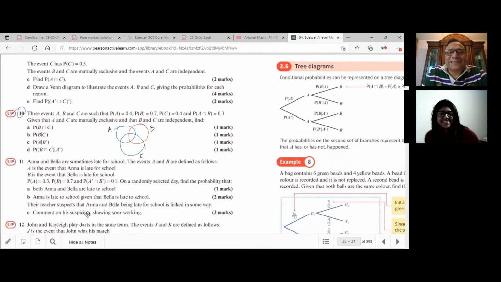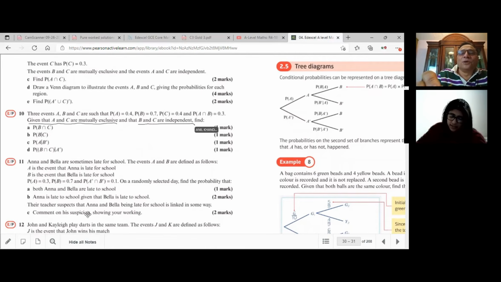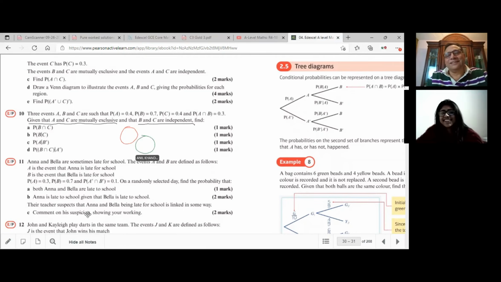As soon as I see a question with 3 events, I actually put them together. When I read it, you were intersecting them. Good. So it would be like a line, wouldn't it? Given that A and C are mutually exclusive and that B and C are independent, so now the Venn diagram: A and C are mutually exclusive, so there is no connection between A and C. Is that clear to you?